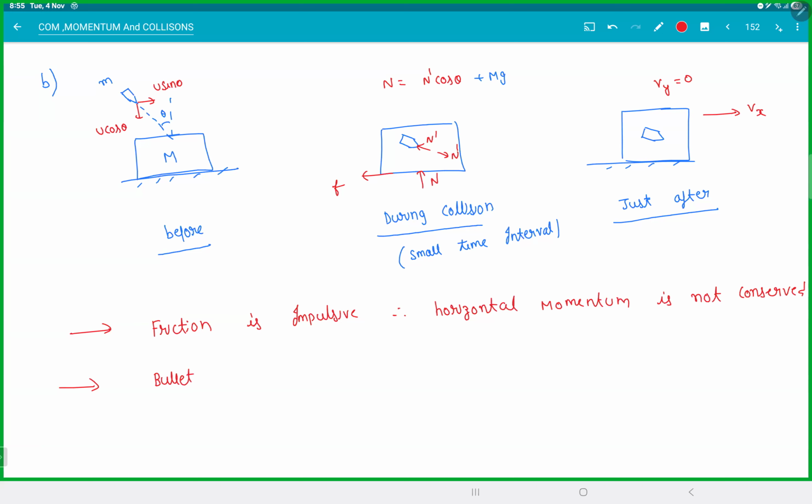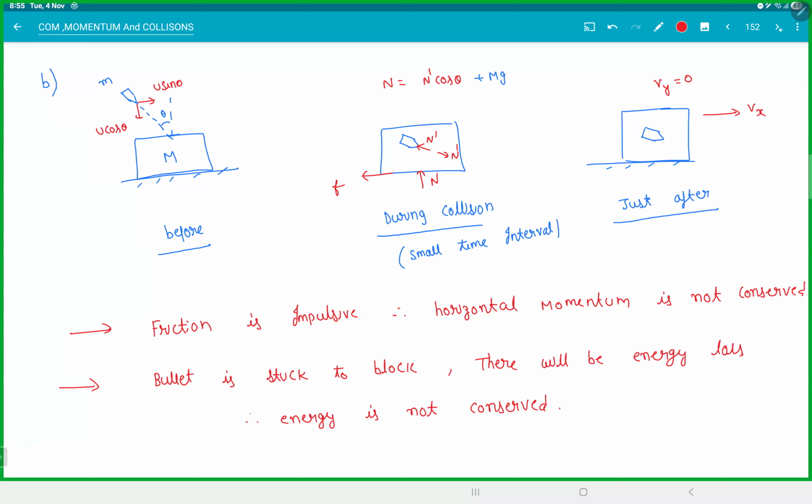When the bullet gets stuck, it is getting deformed. There is a loss of energy. The bullet is stuck to the block, so there will be an energy loss, which means you can't conserve energy also. There, you lost both your conservations. You can't conserve momentum, you can't conserve energy. Clear so far?